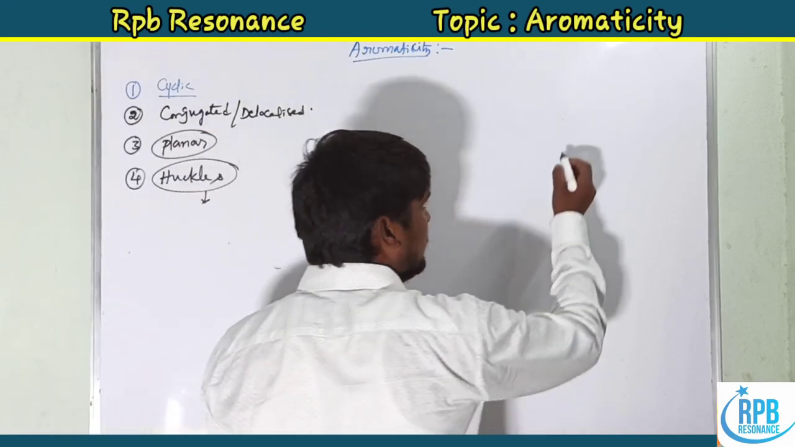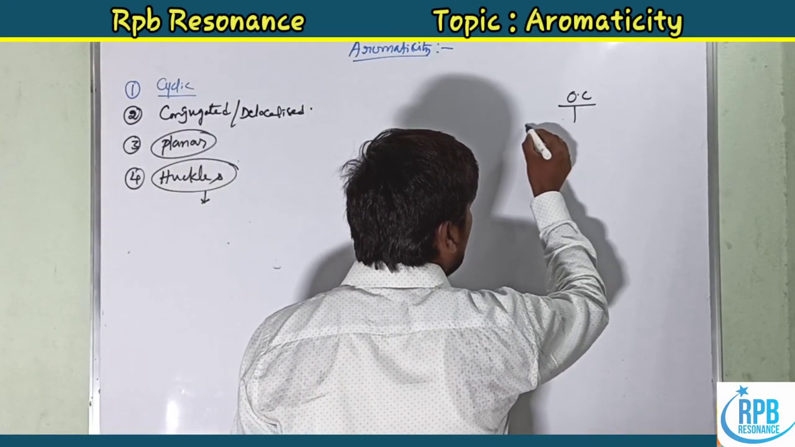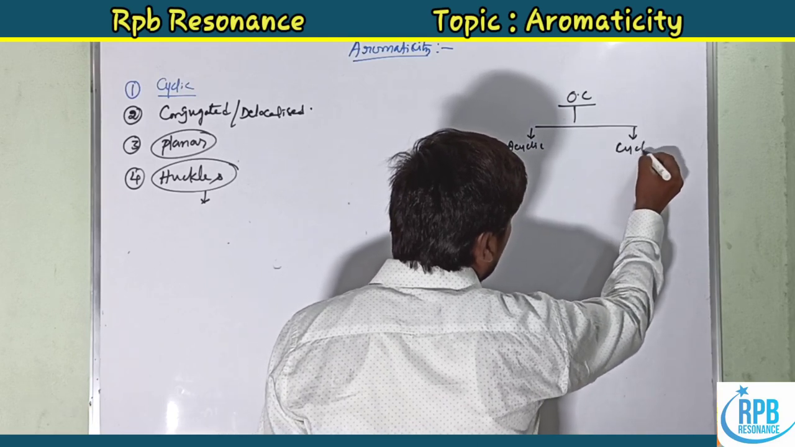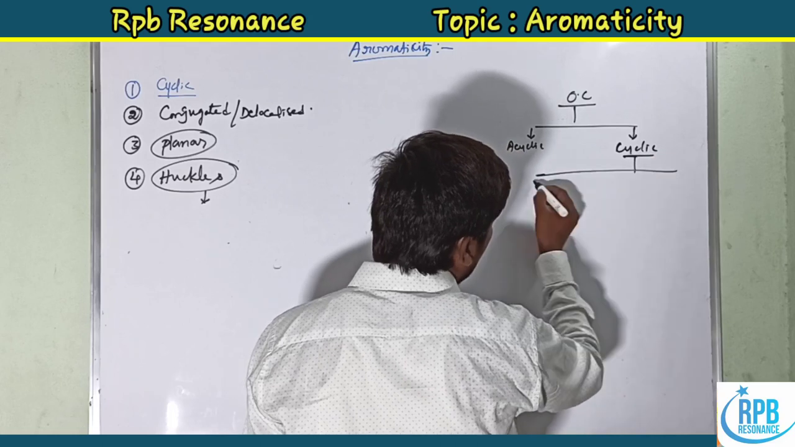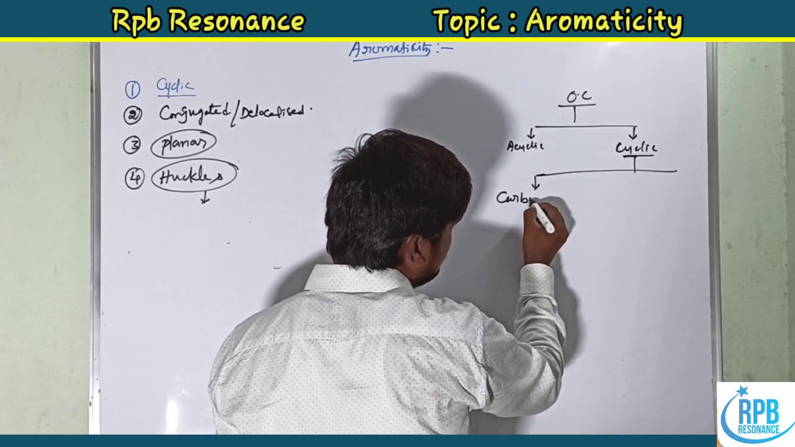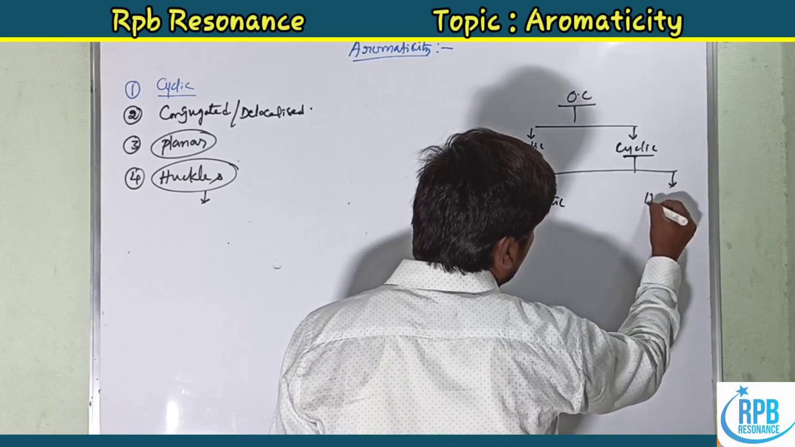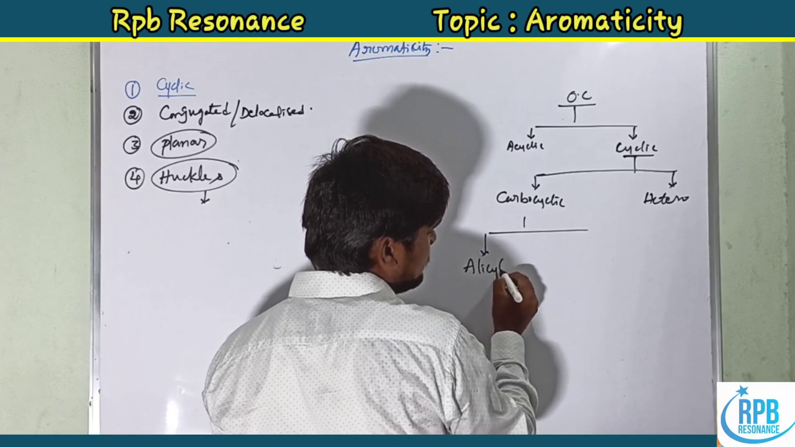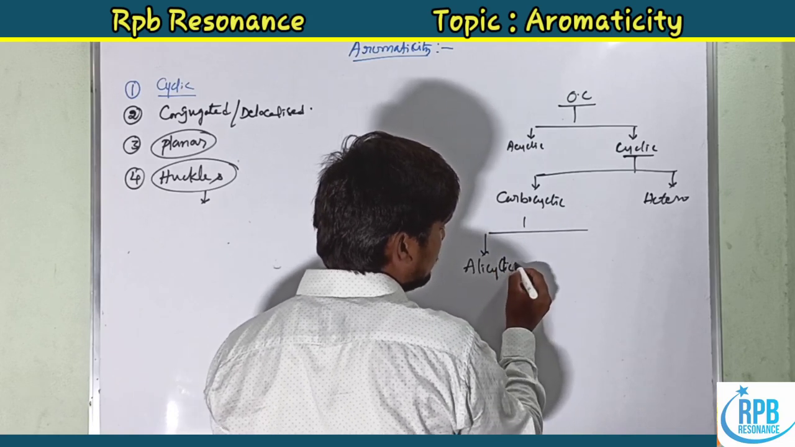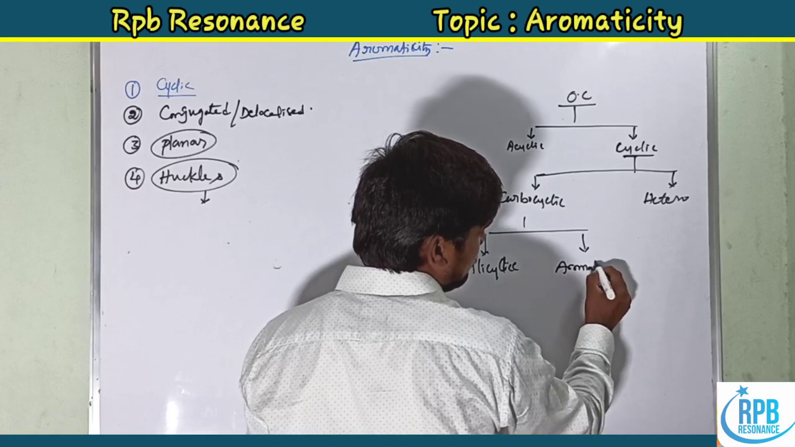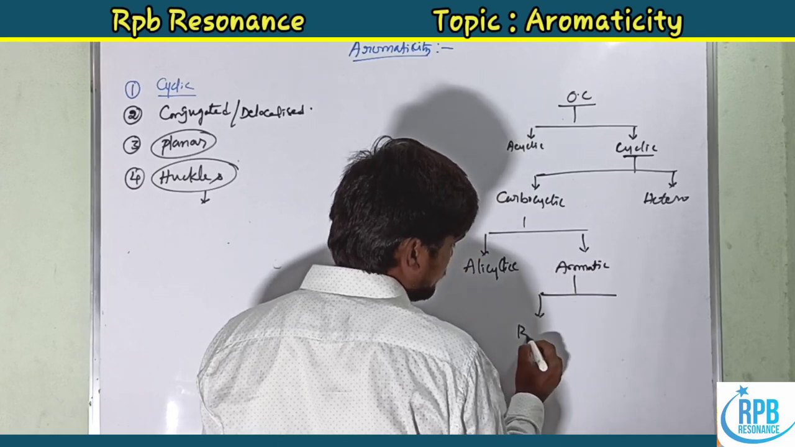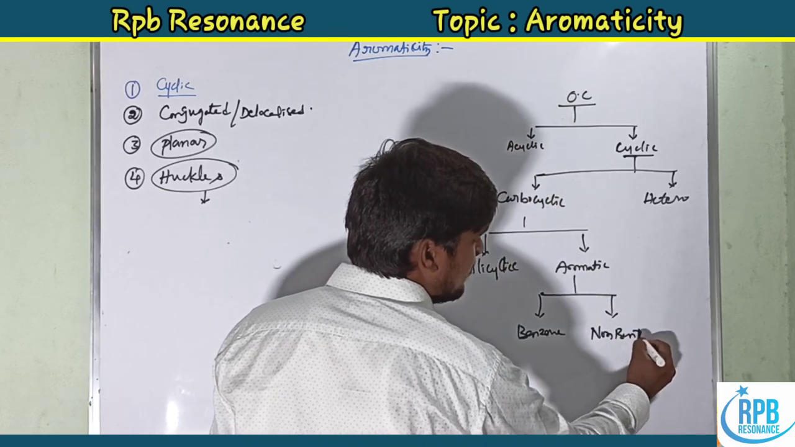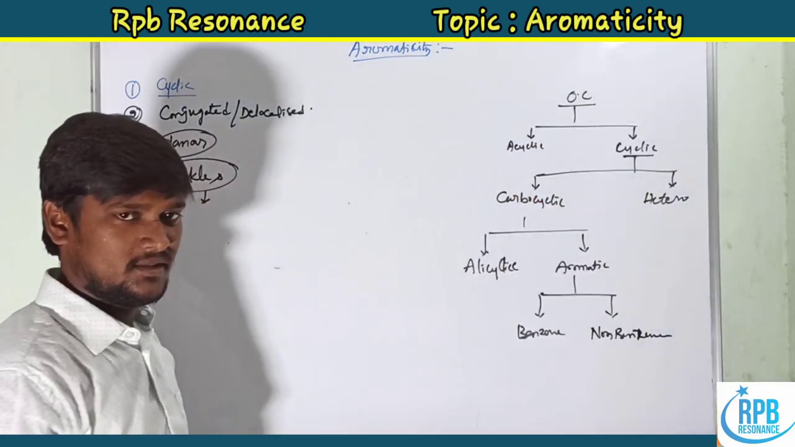We know the classification of molecules. These are organic compounds. Organic compounds are classified into acyclic compounds and cyclic compounds. Cyclic compounds are again classified into two types, carbocyclic compounds and heterocyclic compounds. Carbocyclic compounds are again classified into two types, alicyclic compounds and aromatic compounds. Aromatic compounds again have two types, benzenoid compounds and non-benzenoid compounds.